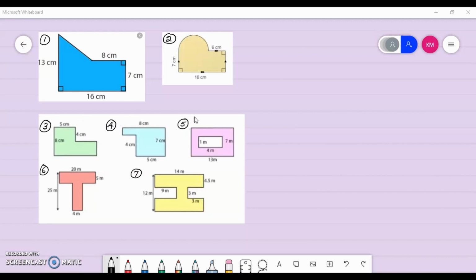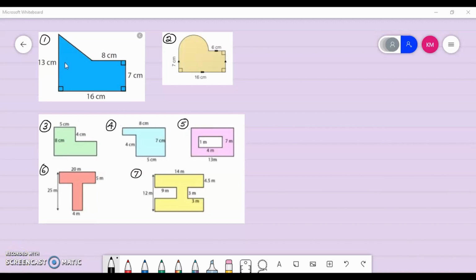One of the methods involved in finding the area is dividing the shape into different parts and finding the area of each one of those parts separately. Let's first start with finding the area of this shape here.